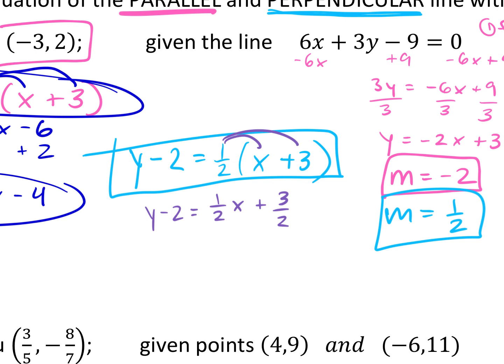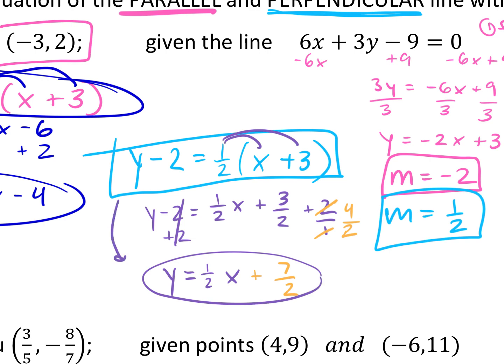What would I need to do next? Add 2. What do I do to add a fraction and a whole number? Make a common denominator. So that would change this to be 4/2. Then we add the numerators together, which gives us 7/2. So these are two lines that are perpendicular. But the first one is point slope. And the second one is slope intercept.